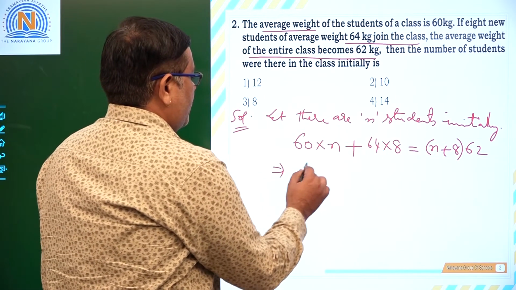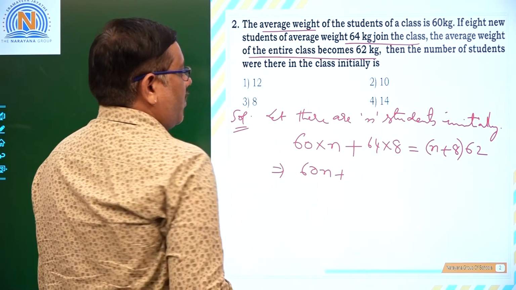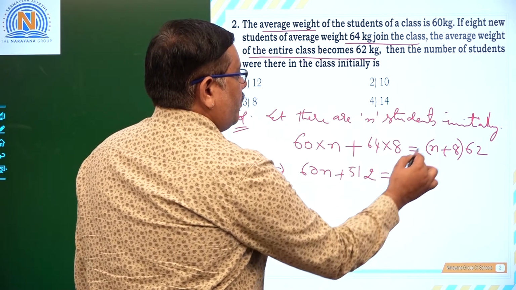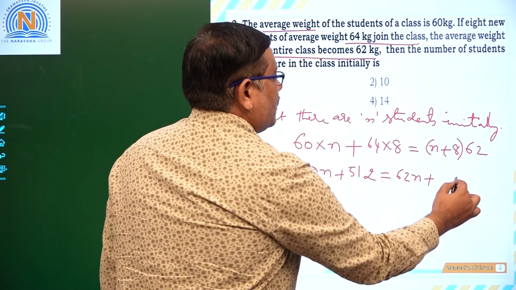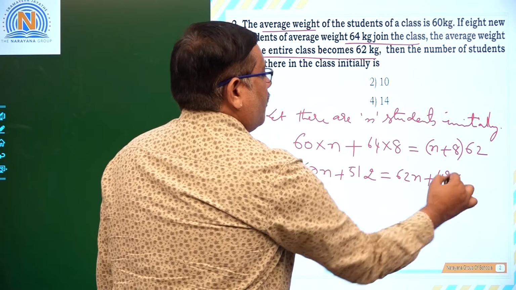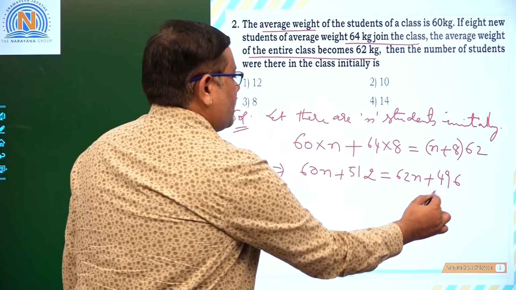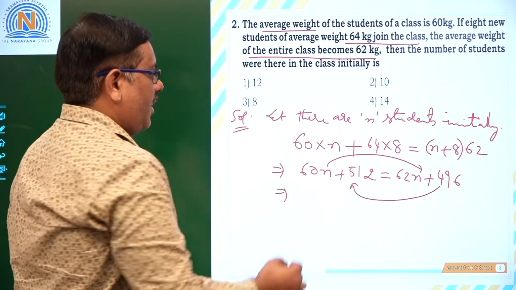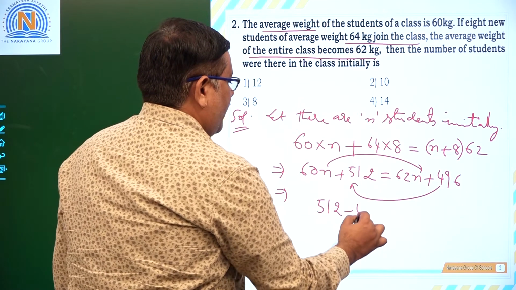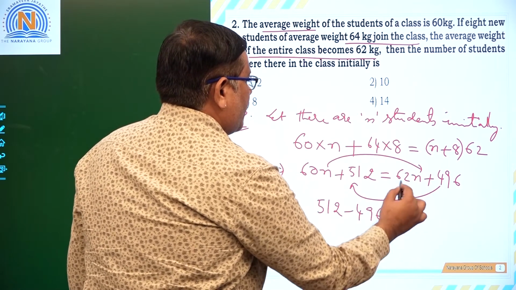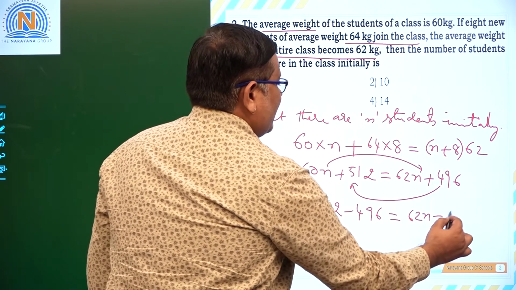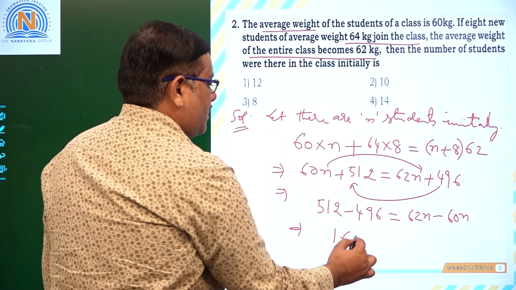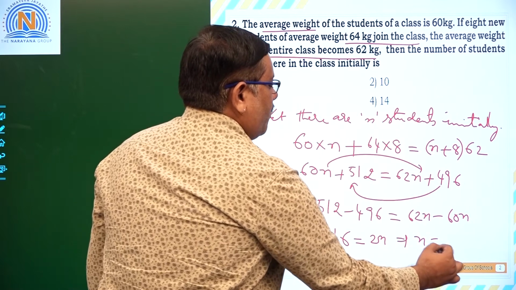That implies 60 times of n plus 64 into 8. How much is that? 8 4s are 32, 8 6s are 48, that is 512. That is going to be 62n plus 8 2s are 16, 8 6s are 48, that is 496. Now let us transpose this 60n to the other side, 496 to the left of equality. Then we have 512 minus 496, that is going to be 62n minus 60n. What is the difference? 12 minus 6 is 6, 10 minus 9 is 1. 16 is equal to 2n. That implies n value is 8.